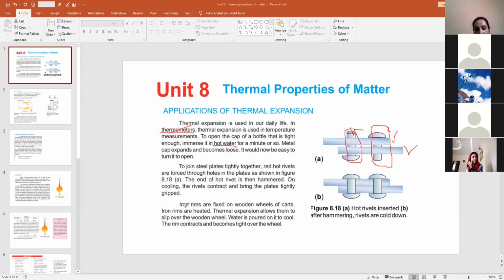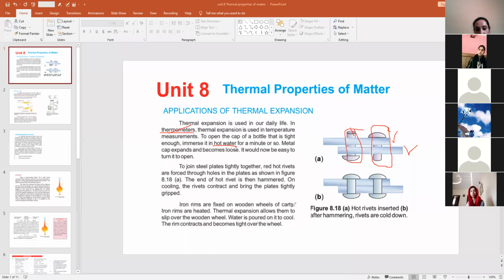Then if you see wooden wheel cars, at the center of the wooden wheel, iron rims are fixed. When these iron rims are heated, they just slip out from the wooden wheel, right? In this way we can use them, and when we cool it, we just pour water on this iron rim. When they cool, they contract and they are tied over the wheel. So these are the four applications of thermal expansion.